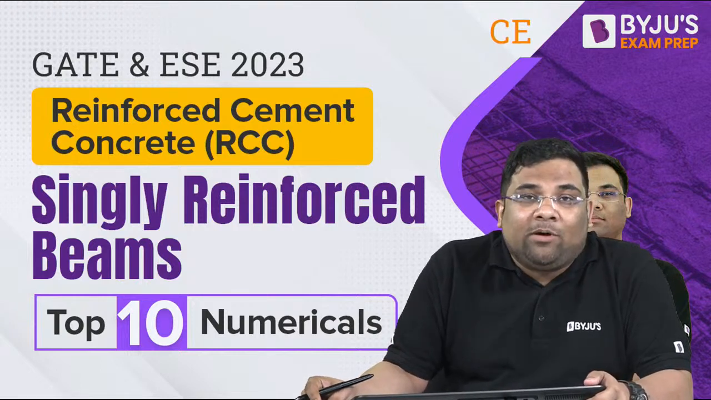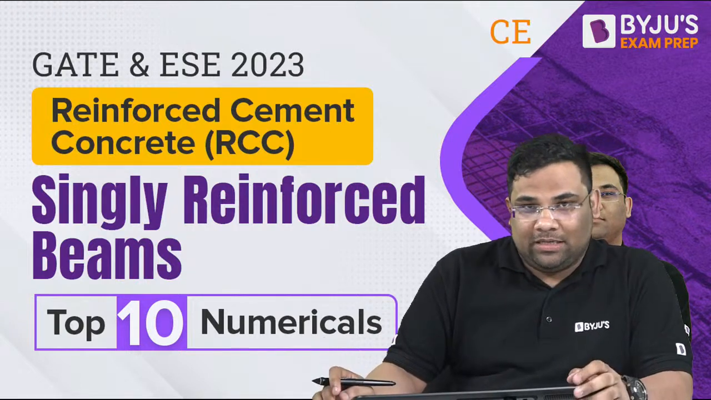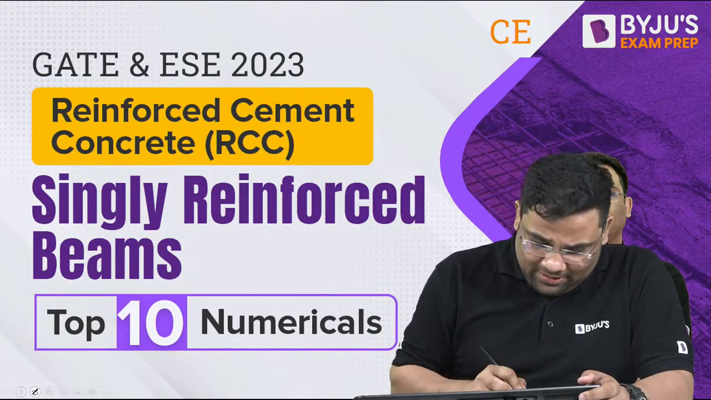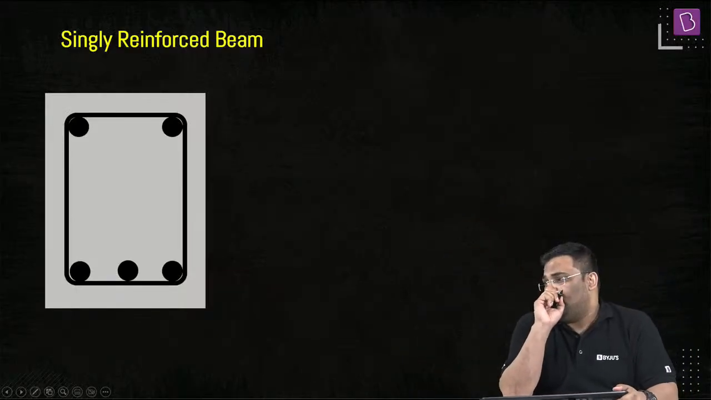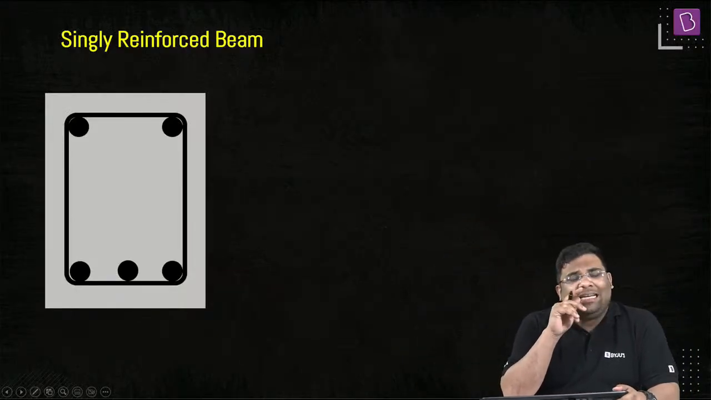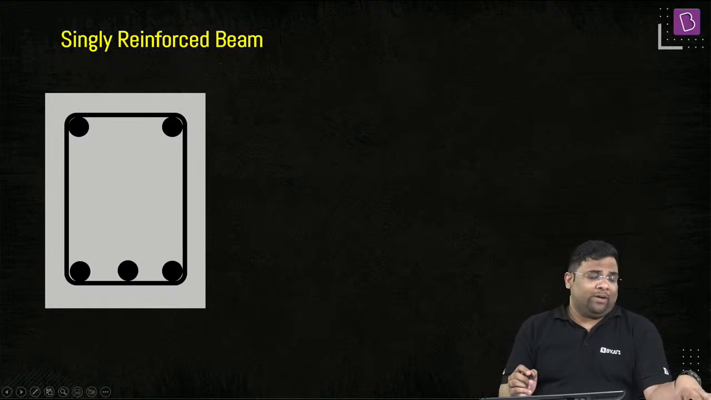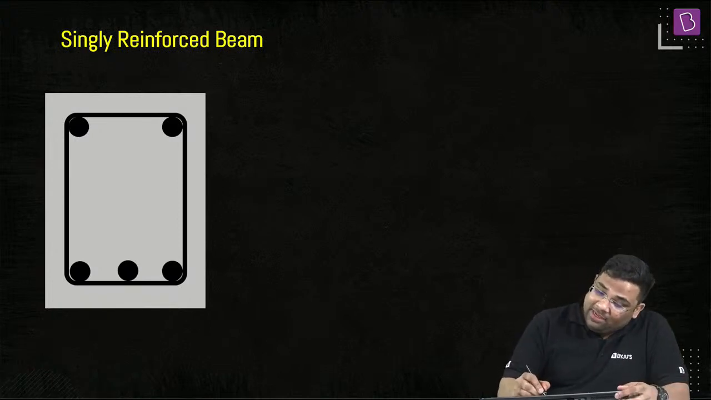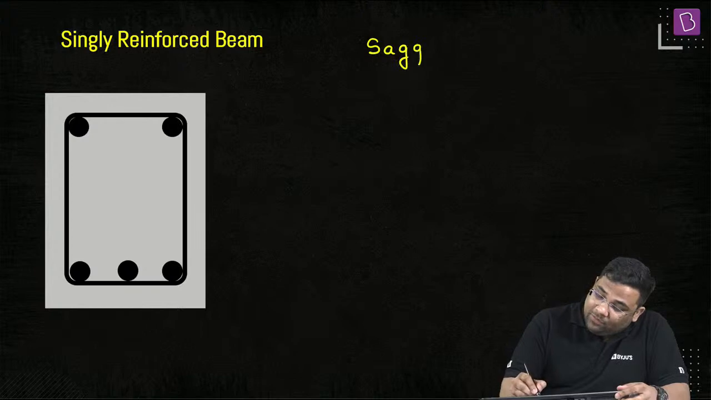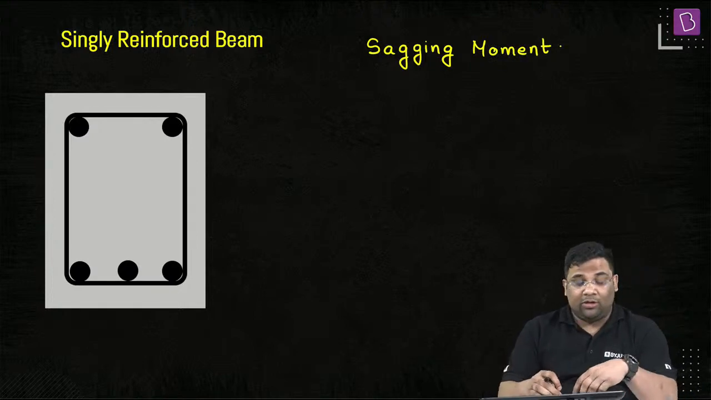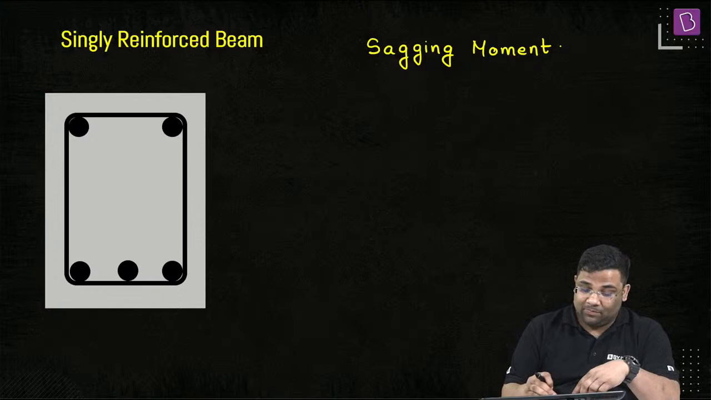So when we are discussing singly reinforced beams, first of all let us see what all things are there in a singly reinforced beam. So this is a singly reinforced beam. Now you will say that, sir, actually here steel is present on both sides, right? Now we know that whenever there is bending, and whenever there is sagging moment, above the neutral axis there is compression and below the neutral axis there is tension, right?